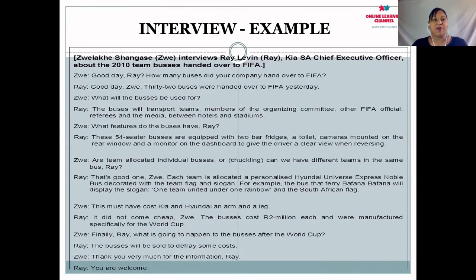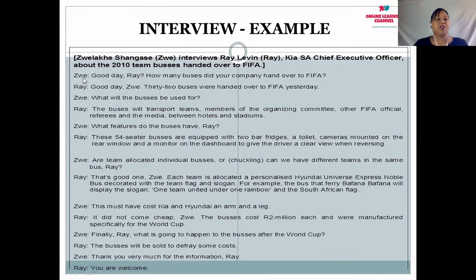Another example of an interview. So here we have a celebrity interview, okay? And once more, we've seen in the dialogue, the action is written above all the dialogue and all the talking, and it's put within brackets. So Zwelakhe Shangase interviews Ray Levin, SA Chief Executive Officer, about the 2010 team buses handed over to FIFA. So this is what the interview is about.